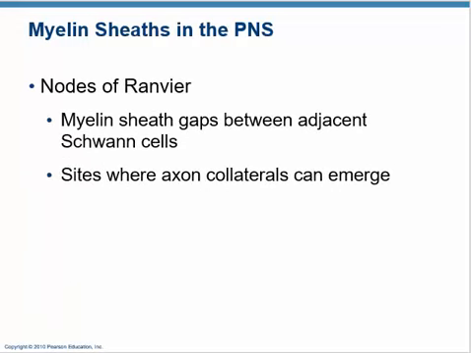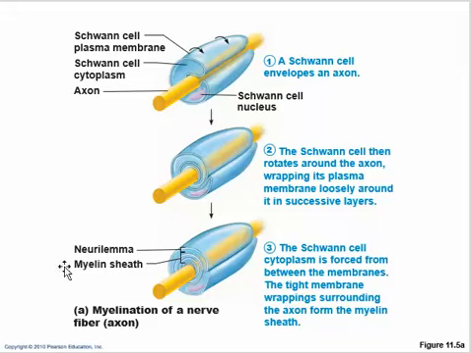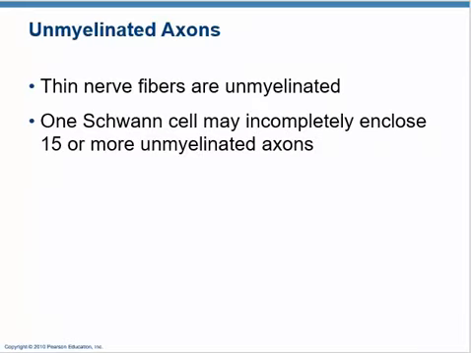In between each of these separate cells is a space, and it's called the node of Ranvier. This is where collaterals can emerge, but it becomes important because this is where sodium can enter the cell, enter the axon for the action potential. So it wraps and wraps and wraps around like that.